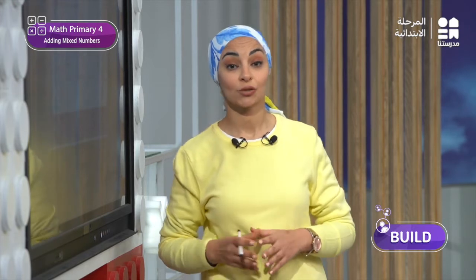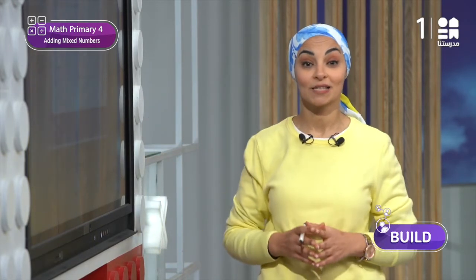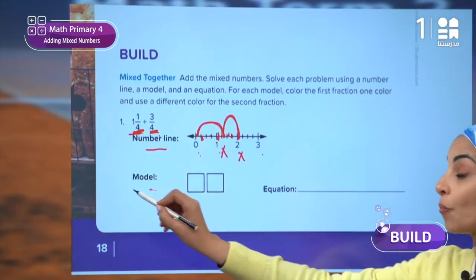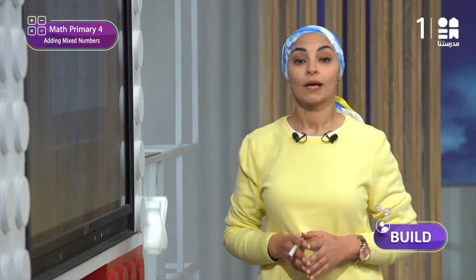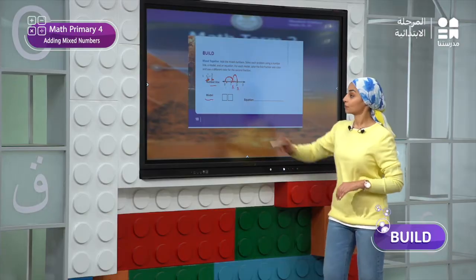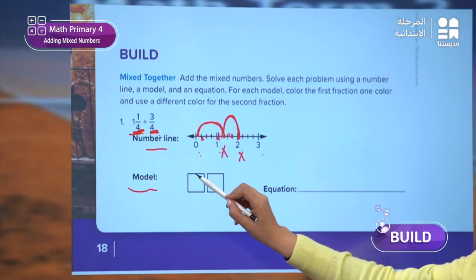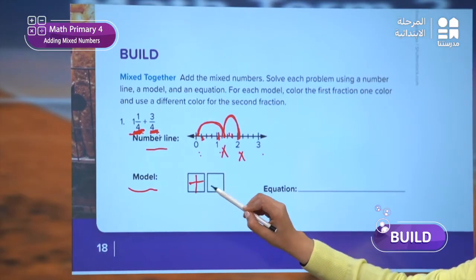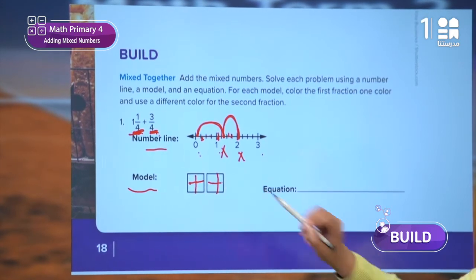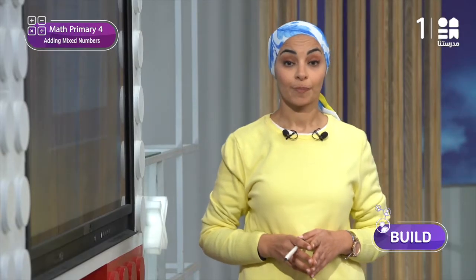Now I can make sure of the solution through the second strategy, in which we use the model. Okay, I must divide the model into 4 quarters, right? I have denominator 4, so I will divide it into 4 quarters. I will divide the first model here into 4 quarters, the second one into 4 quarters, like this. Okay, I represent 1 and 4 quarters and 3 quarters.